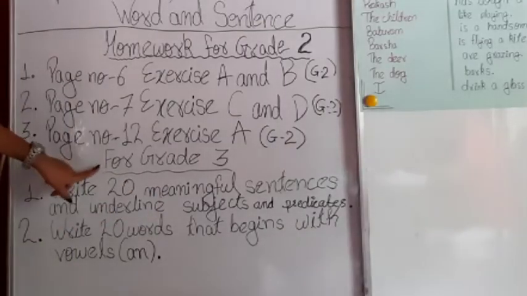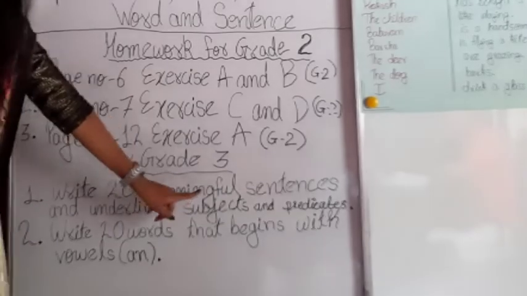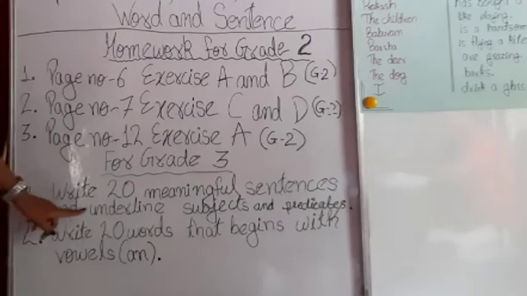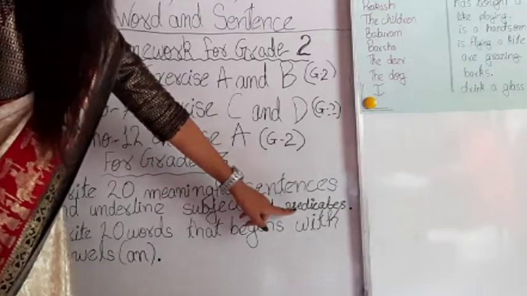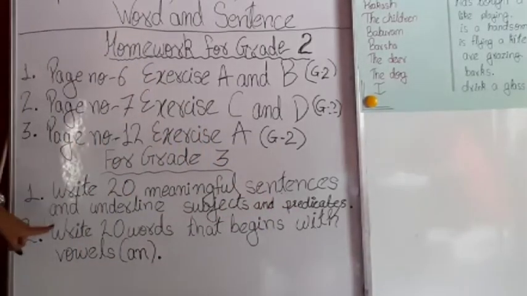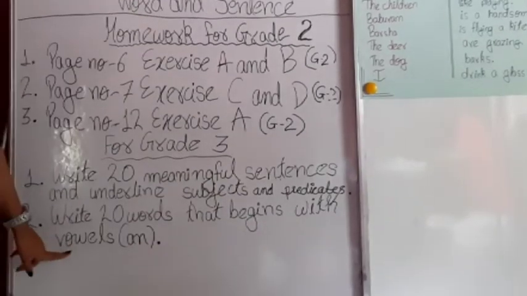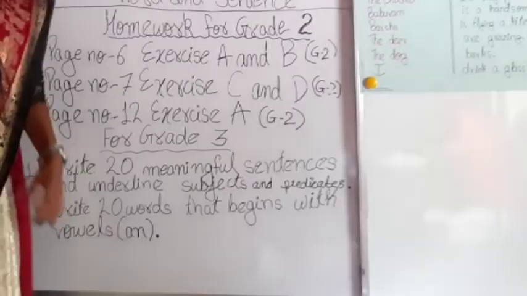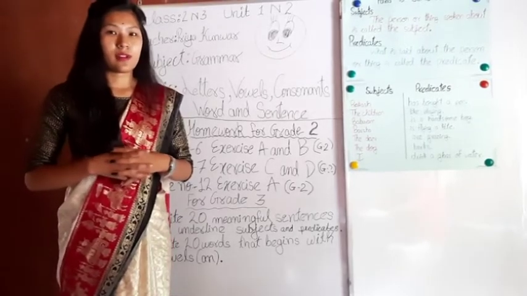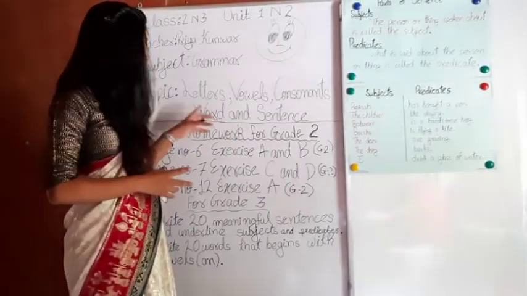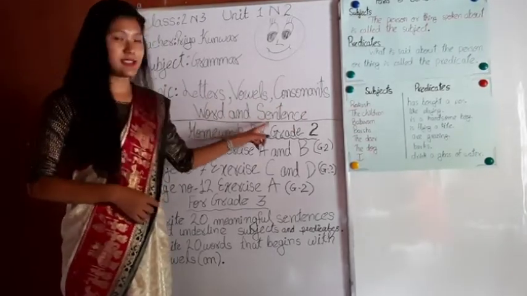Now, homework for grade 3. First, write 20 meaningful sentences and underline subjects and predicates. Second, write 20 words that begin with vowels, that is, with N. Dear children, hope I have cleared all these topics: letters, vowels, consonants, word and sentence.